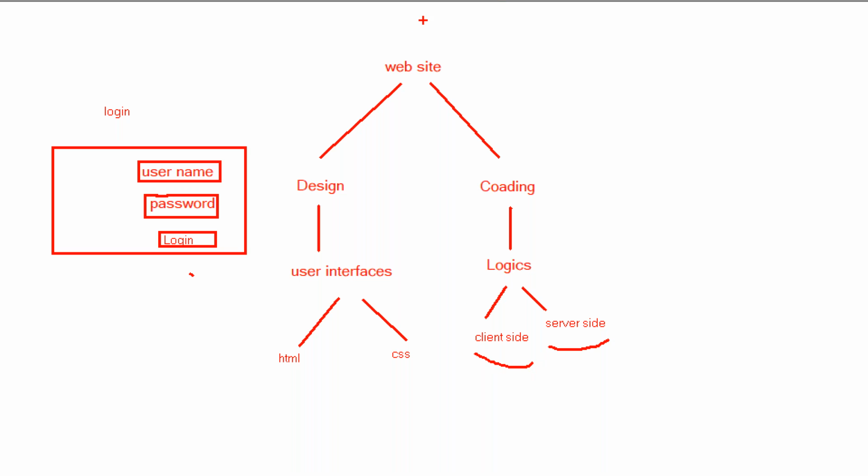Now, this is the complete website. One website has two phases: one is the designing phase, another one is the coding phase. In the designing phase, we are creating the user interfaces, and in the coding phase, we are implementing the logics. User interfaces we can create by using HTML and CSS, and logics we can implement are of two types: one is client side, another one is server side.